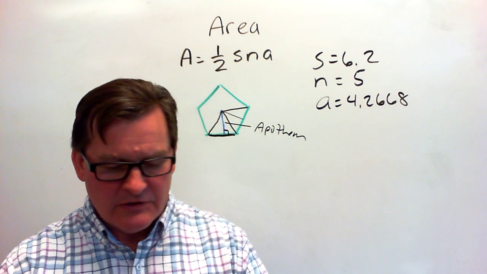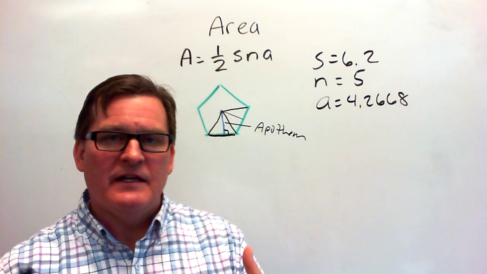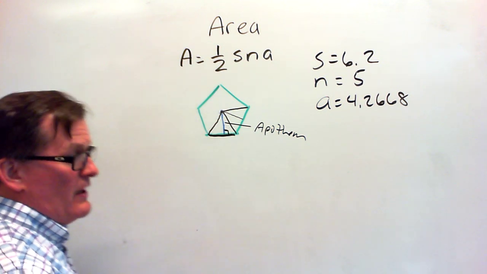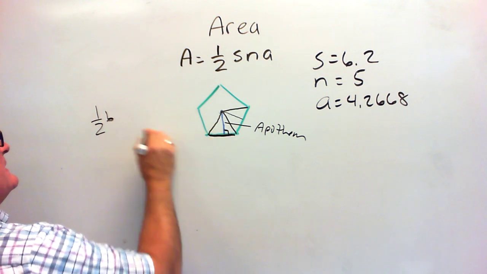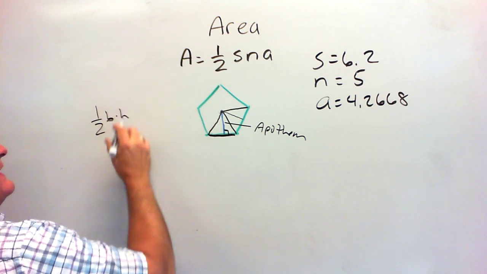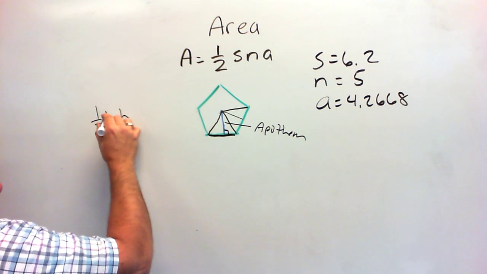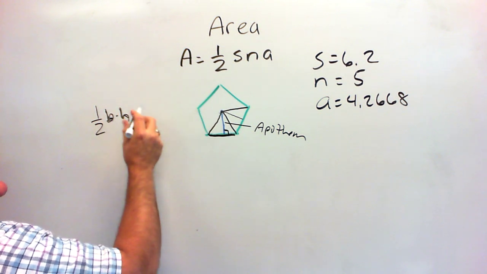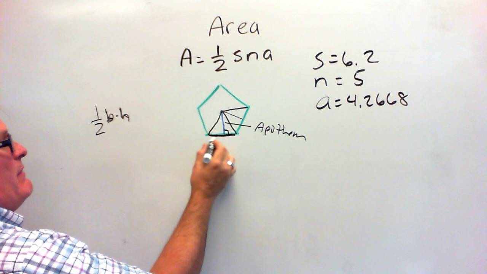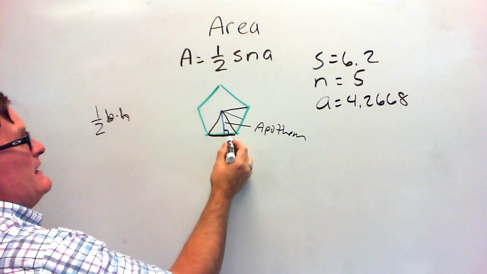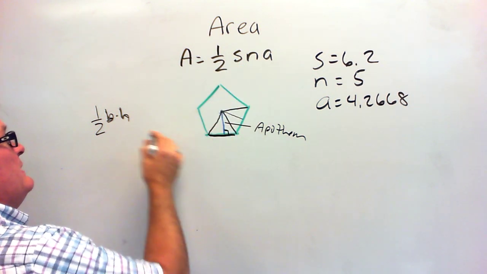Now think back to what you know about a triangle. You know how to find the area of a triangle. The area of a triangle is 1/2 base times the height, or the altitude. Sometimes people use different terms. So base times the height. So look at this formula. 1/2 of the base is a side length. So the base of our triangle is the side length. And then the apothem is the height.